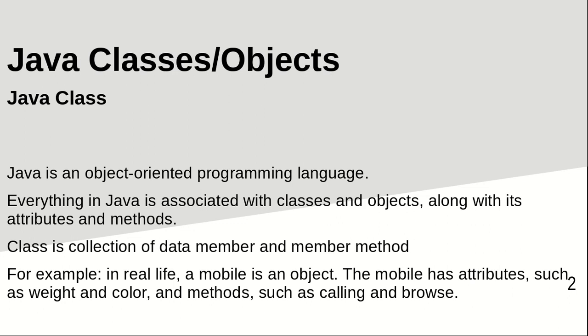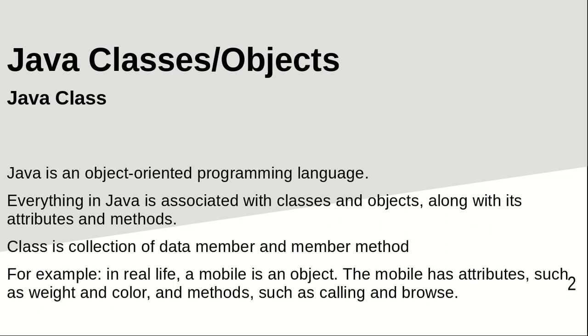Let's start with the Java class. Java is an object oriented programming language. Everything in Java is associated with classes and objects, along with their attributes and methods. A class is a collection of data members and member methods. So a Java class is a collection of objects, and whenever we define a class, we define the members of that class as data members and methods. The data members are the attributes that define the objects, and the methods define the behavior of the objects.